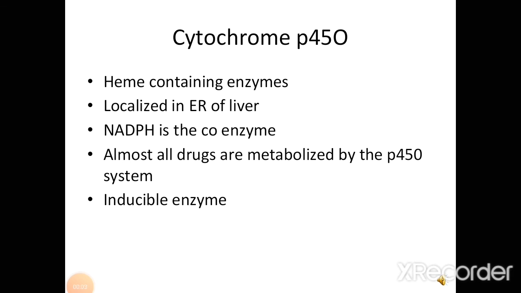Cytochrome P450 is a heme containing enzyme which is located in the endoplasmic reticulum of liver. NADPH is the coenzyme required, and this is an inducible enzyme. In phase 1, as we already discussed, the major reaction involved is hydroxylation. This hydroxylation reaction is catalyzed by monooxygenase or cytochrome P450. There are about 100 different cytochrome P450 isoenzymes. So this monooxygenase is also called mixed function oxidases.